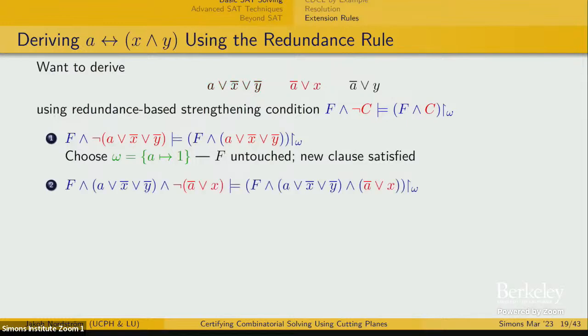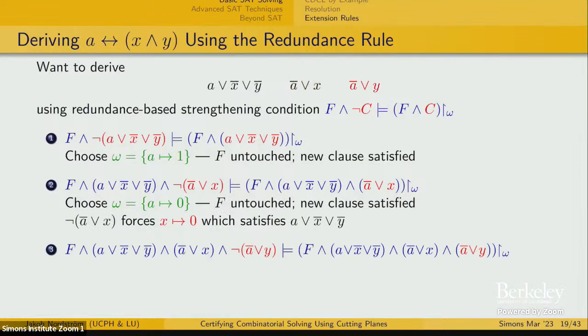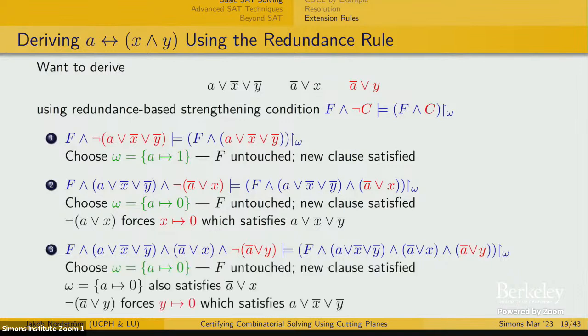In the next step, I add this clause. Now my witness is the opposite: it sets A to false. That takes care of the new clause. It doesn't take care of this other clause, but now the assumption not C on the other side actually says that X is false, and that satisfies this clause. So it again vanishes, and I have nothing to prove. The same thing happens for not A or Y. So these are very simple cases of redundance-based strengthening, but this tells us that this is a nice rule. And you can see that if I specify the witness, then I can get a verifiable derivation.